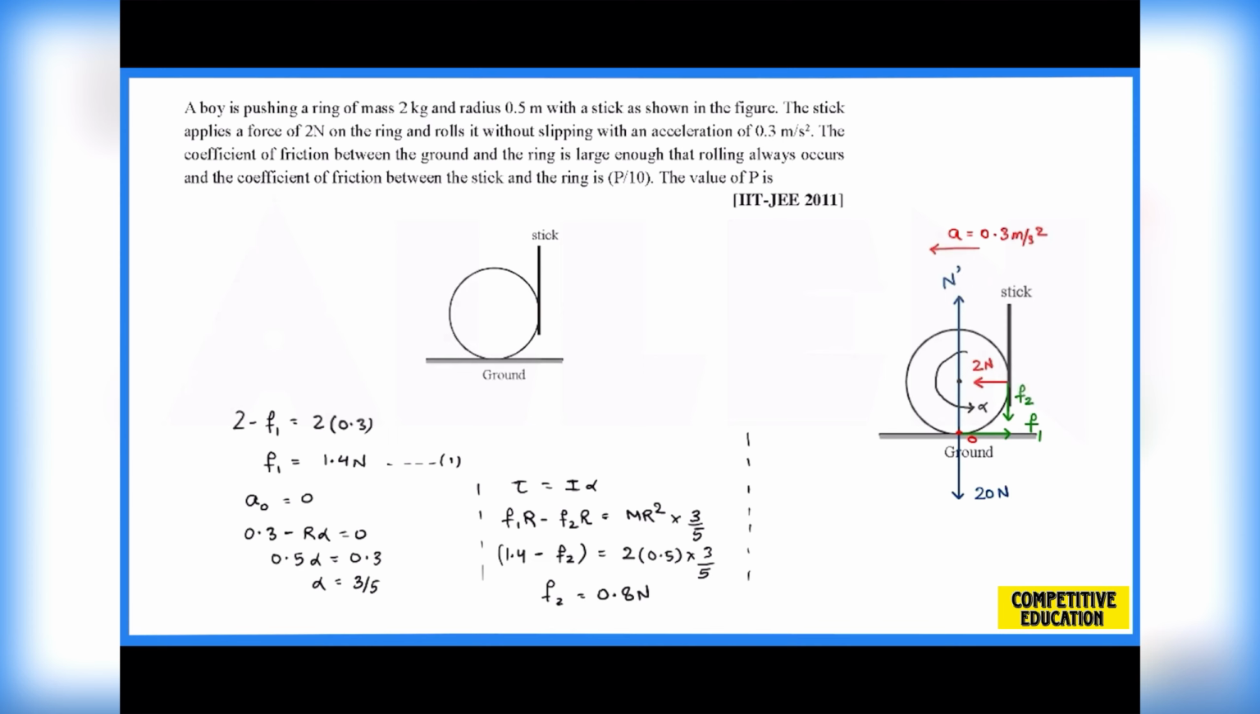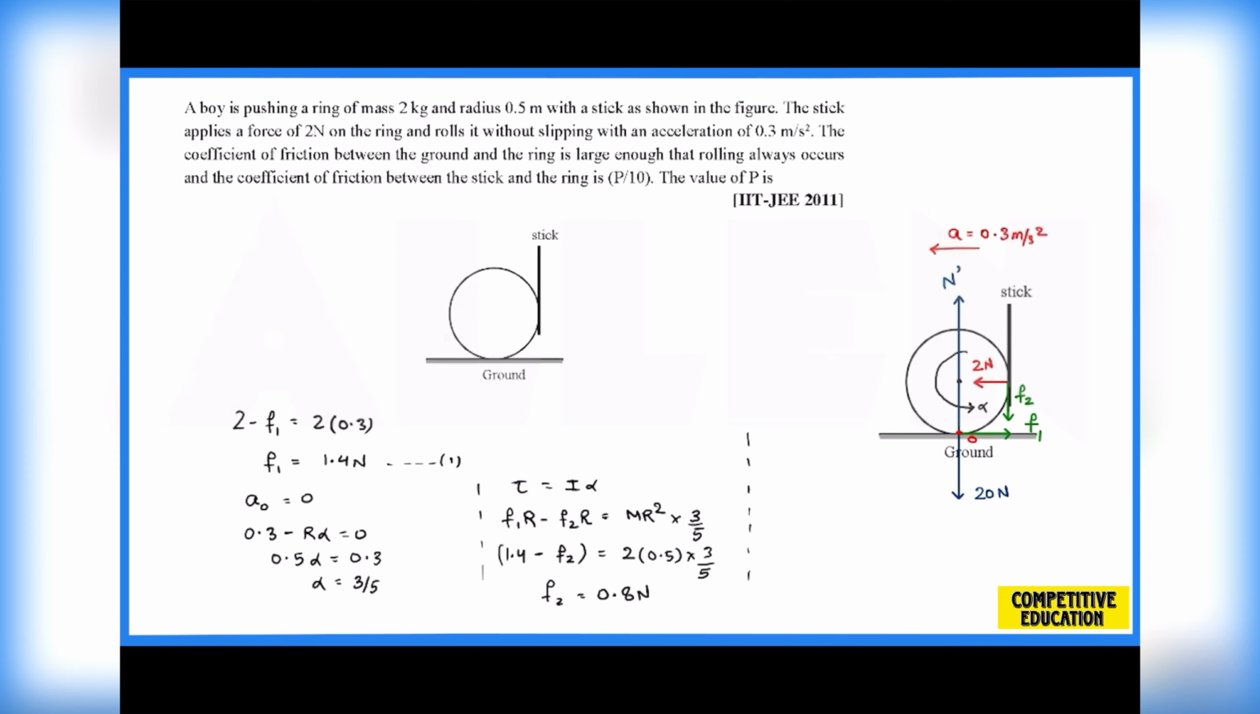So look, this is the ring over here. Its weight, 20 Newton, will be acting downwards like this. The ground will offer a normal, which I have taken as N dash over here. This stick is applying a force of 2 Newton on this ring like this. I have taken the friction force applied by the ground in this direction, F1, and the friction force applied by the stick in this direction as F2.